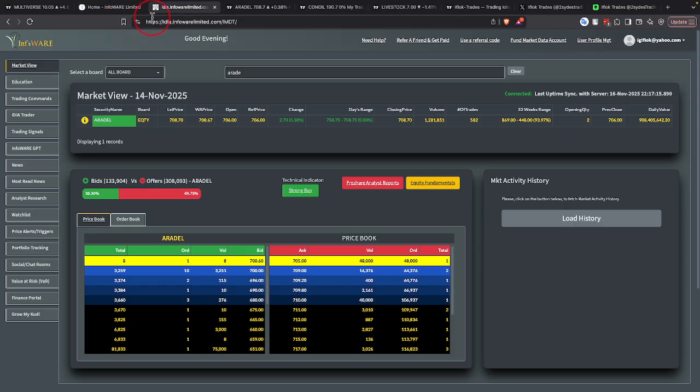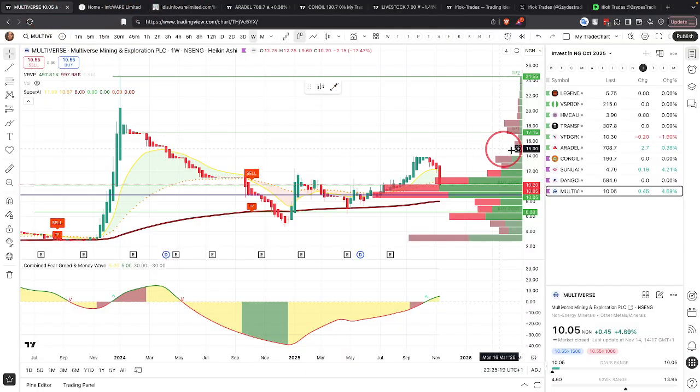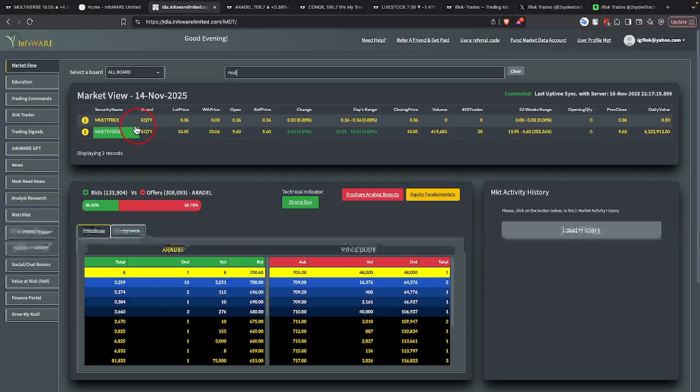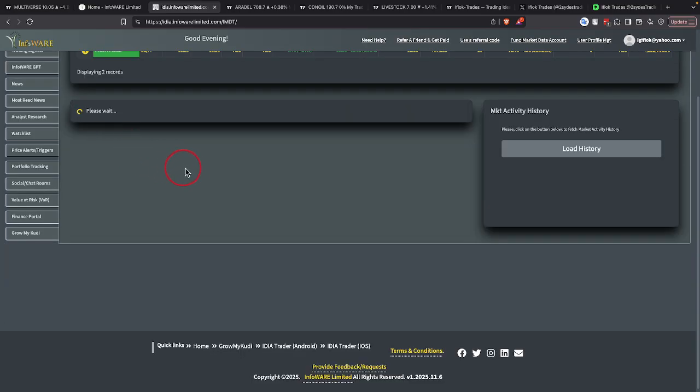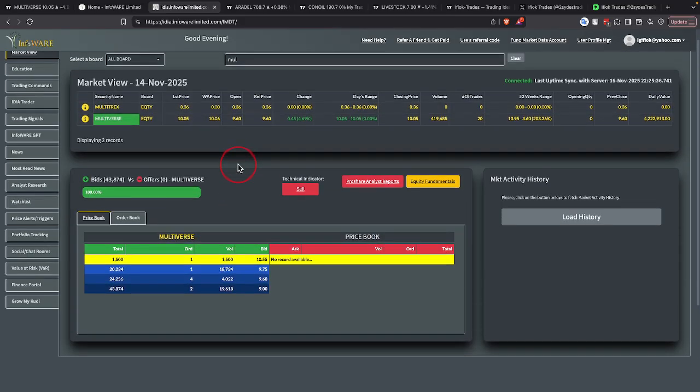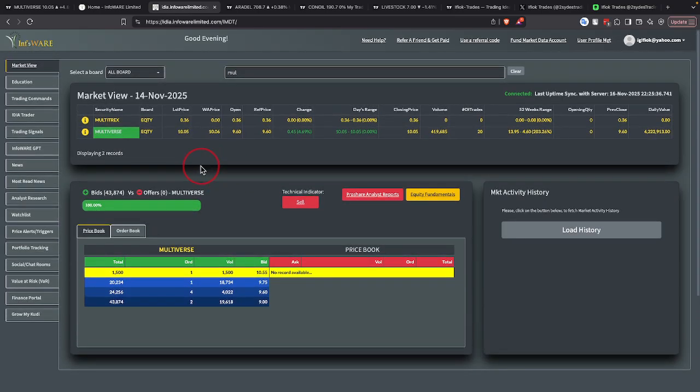I'm going to pick multiverse. Okay, so this multiverse, this is the price currently at 10 naira 0.05 per share, right? On our tool, we're just going to come over here and type multiverse. Okay, so it comes up, we click on it. So don't forget, it's showing you the value of last Friday. Today is Sunday, so it's showing you the value of last Friday. So what do we have here? Look at it. Full bid.